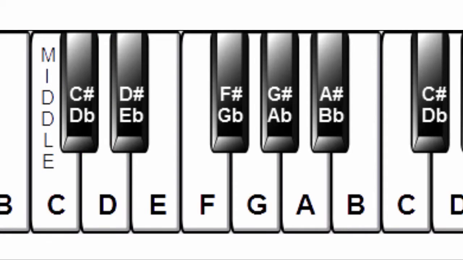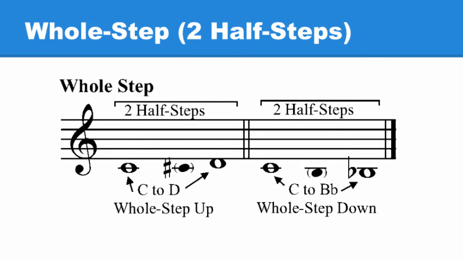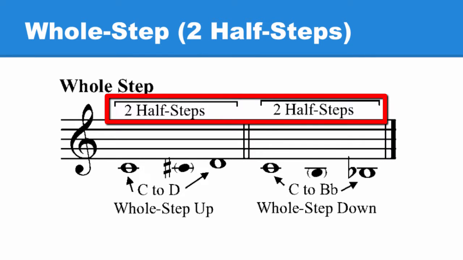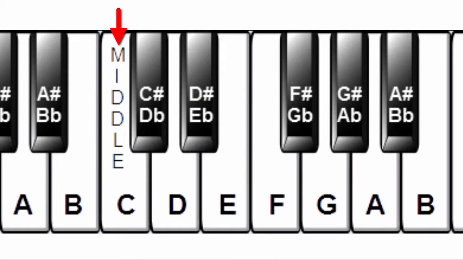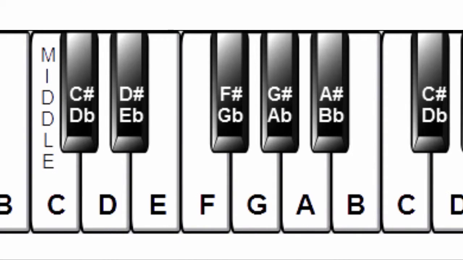If you're not sure, you can always verify a whole step by counting up 2 half steps. Remember, 2 half steps equals 1 whole step, and a half step is the next note up or down on the piano keyboard. So starting on C, we'd want to go up 2 half steps. 1 half step, 2 half steps. D. So a whole step up from C is D. Okay, that's the first whole step.